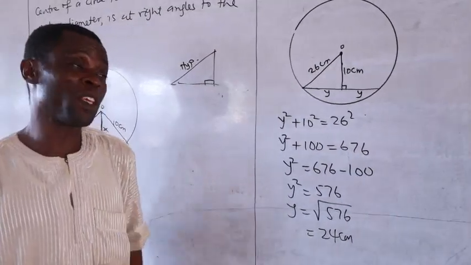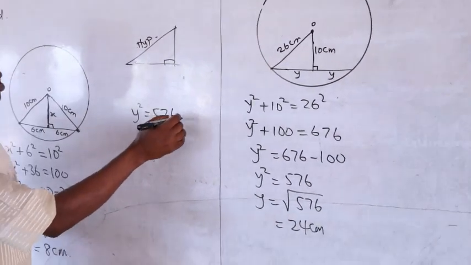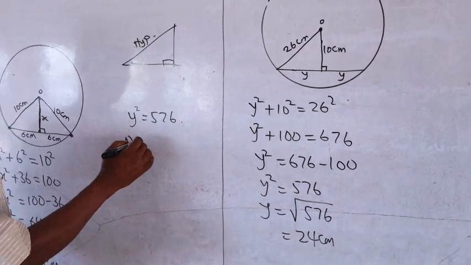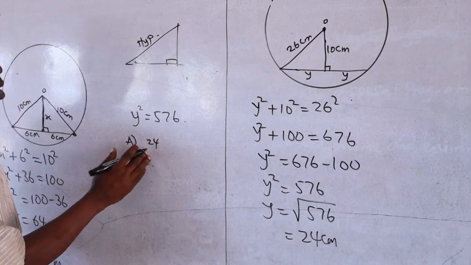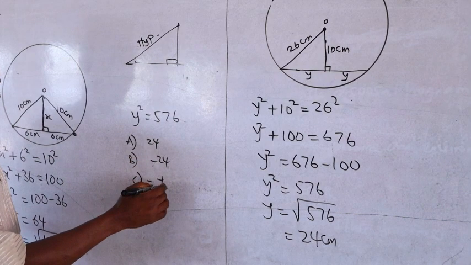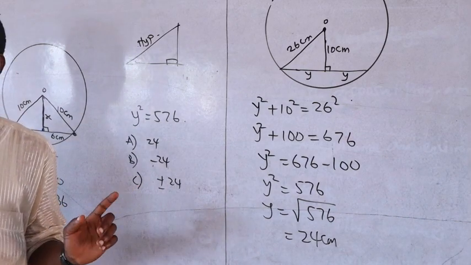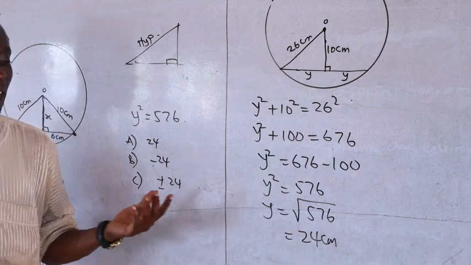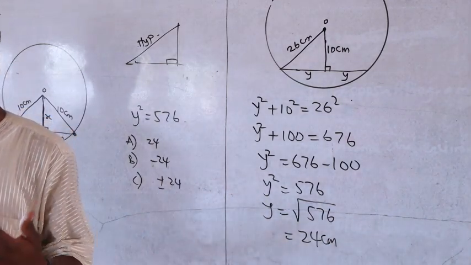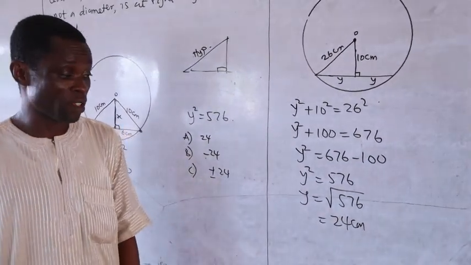Please, do you know the reason why we always ignore the negative sign here? Because anytime, if it is objective question, and you have Y square is equals to 576, and option A is 24, option B is minus 24, option C is plus or minus 24, plus or minus 24 is the answer, because every quadratic equation must give you two answers. So we can ignore that negative sign because that one is not applicable to this question. When we are talking of length of something, there's no way you can get negative. Okay, so that's why we are going to use only positive answer, 24 centimeter.